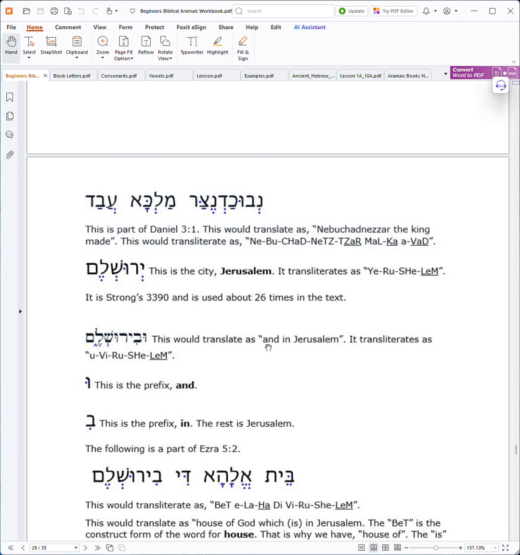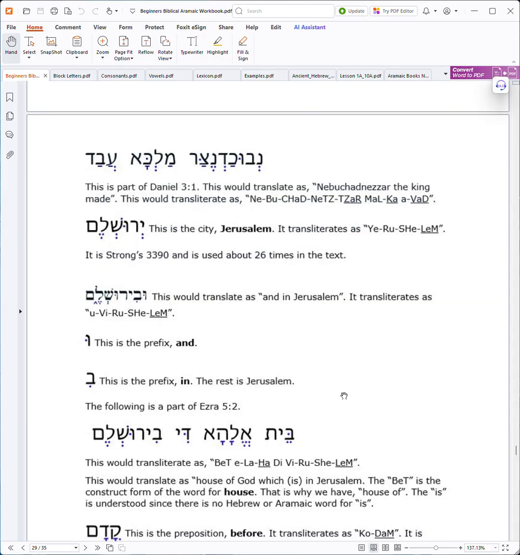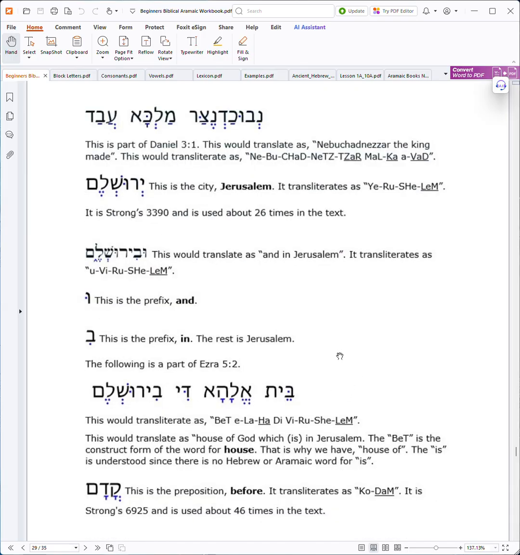So here we say, and in Jerusalem. So here we've got a vav and a vet, and I mean a vav and a vet. So the vav is "and," the vet is "in," and in Jerusalem. Okay. So we got two prefixes, "and" and "in."